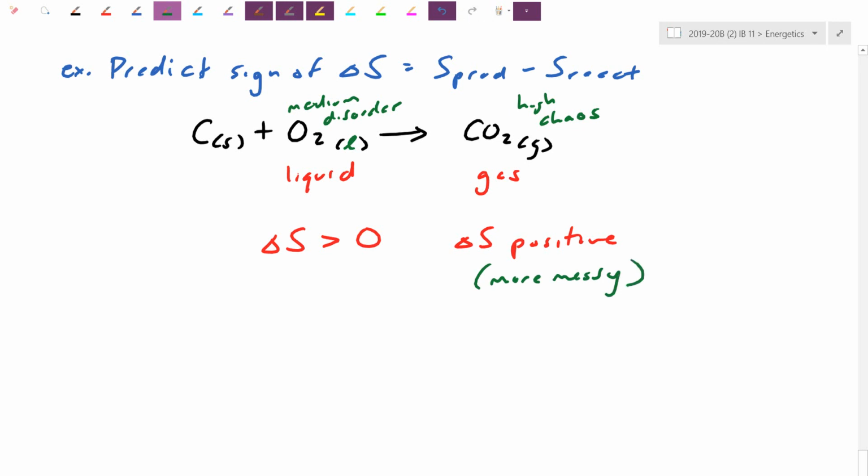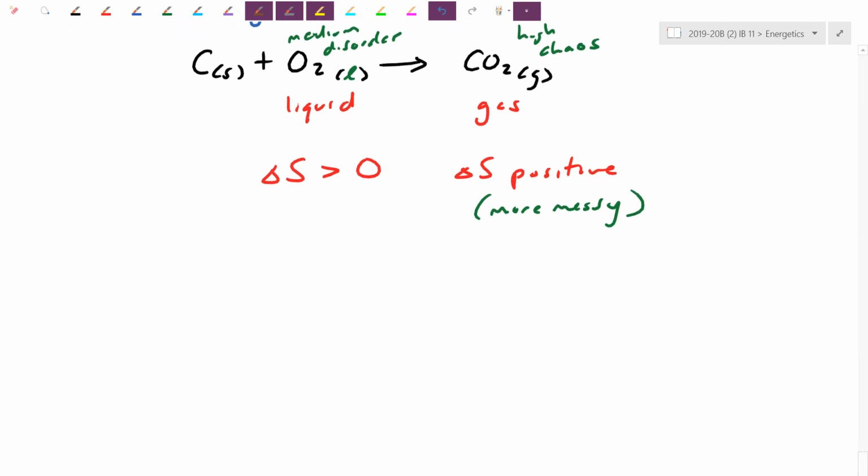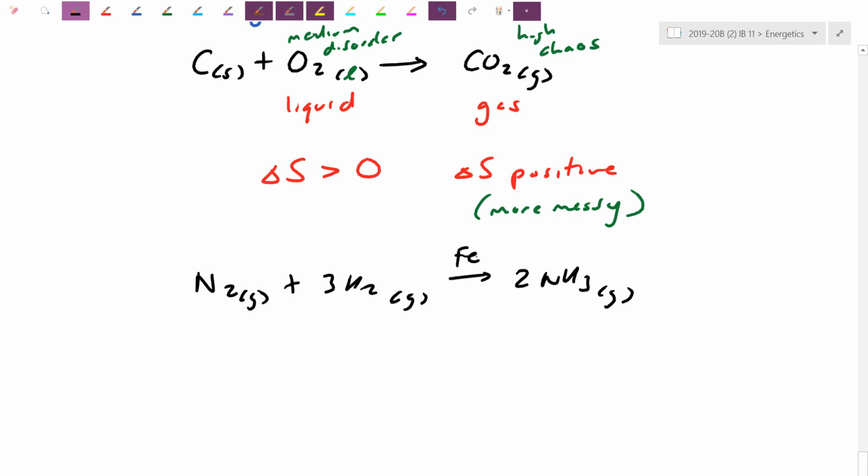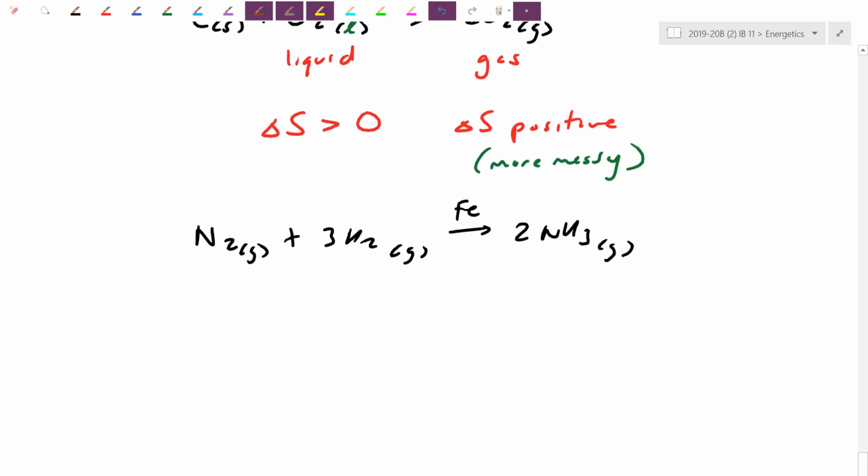What if, however, the most random state was actually the same on both sides? So what if we did the Haber process? N2 gas plus 3H2 gas. This is an equation for you to memorize. This becomes 2NH3 gas. The catalyst here is iron. We do this a lot. Again, same argument. Can you predict for me what the delta S is likely to be? So we look for the most random phase. The most random phase on both sides is actually gas.